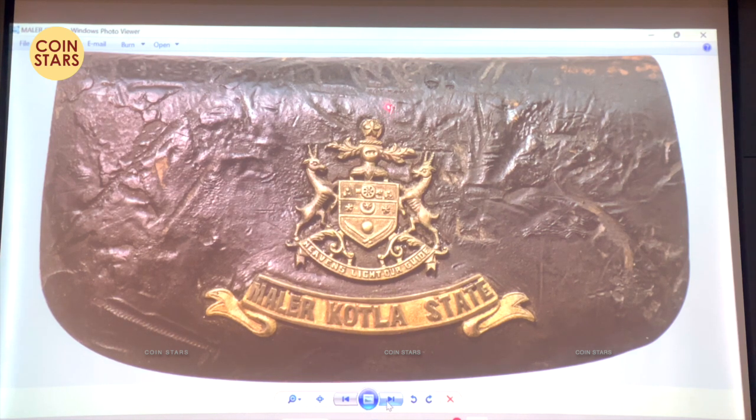This is Maler Kotla. This is a leather bag to carry messages. A bullet pouch. Ammunition pouch. There are two deer holding the shield, a cannon here, swords, and Heaven's Light our guide, Maler Kotla. And possibly here is Chantara. I don't know whether it's Muslim state or what. Next.